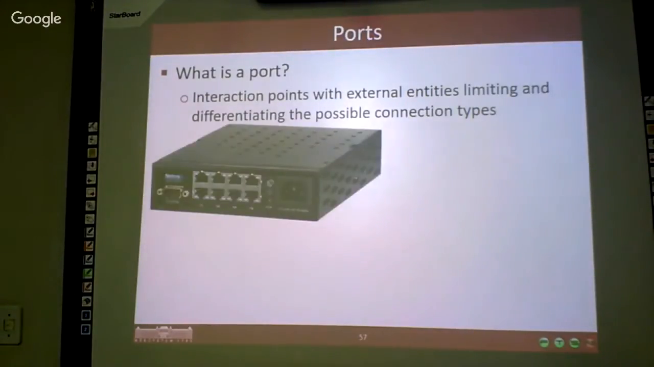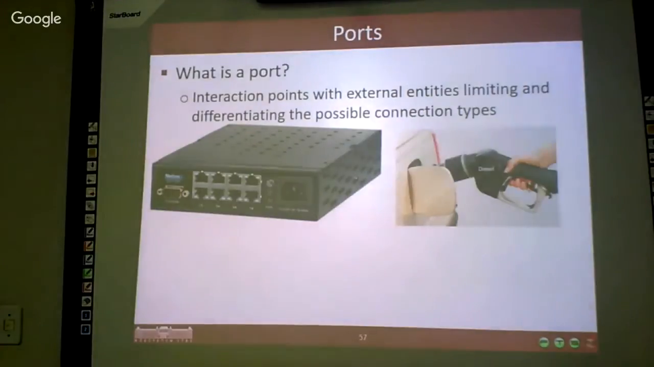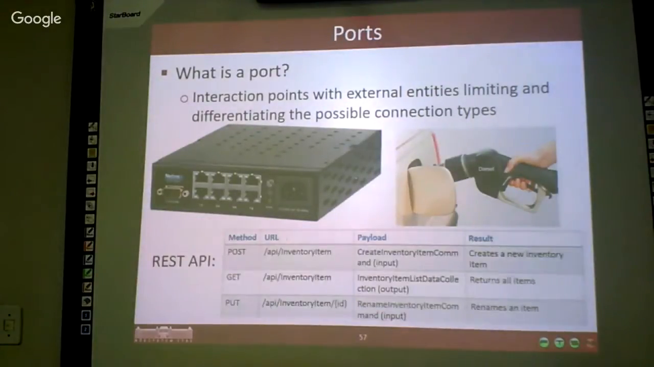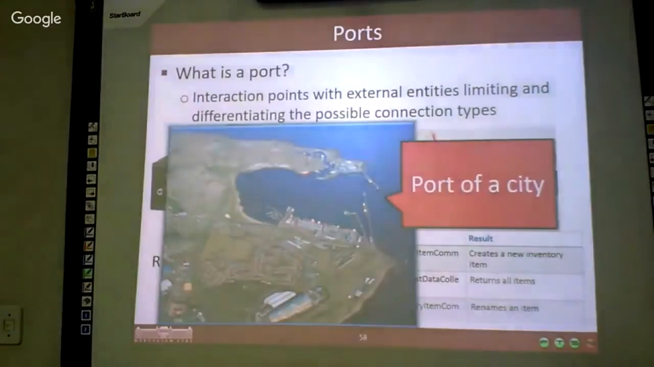So here you can see a port. This can also be a port. Or here you can see an example of a REST API that is also a port. But if you want to model, let's say, Natal can also have a port, and it can be the real port of the city. So here is where the external entities can connect to us.